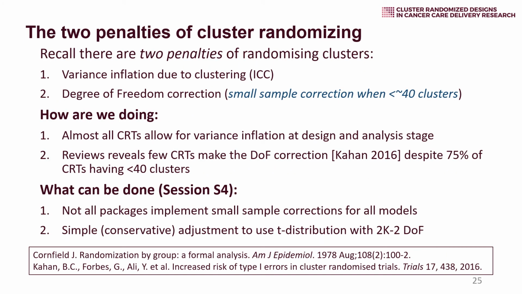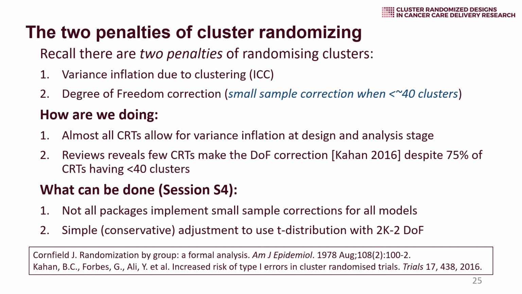So remember these two penalties of cluster randomization. The first is a variance inflation due to clustering. We refer to this as the intra-cluster correlation, or ICC. And the second is the degrees of freedom correction, the correction that we have to make to the analysis methods when there are fewer than around 40 clusters.